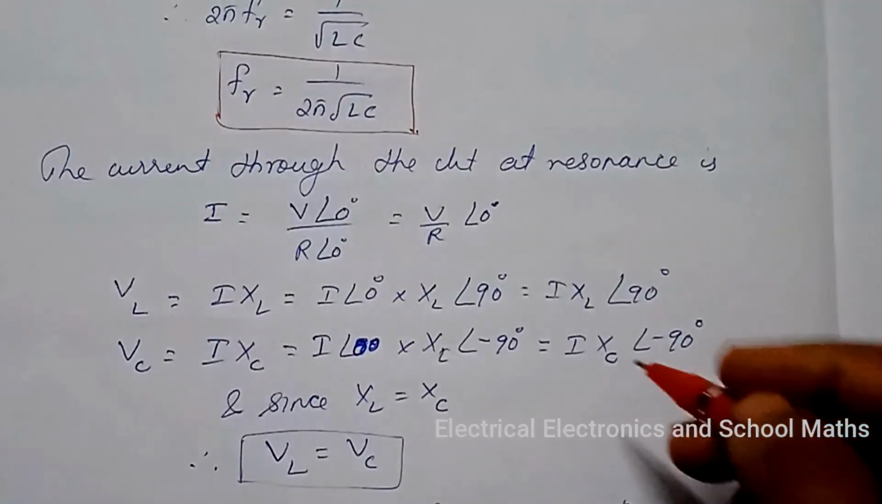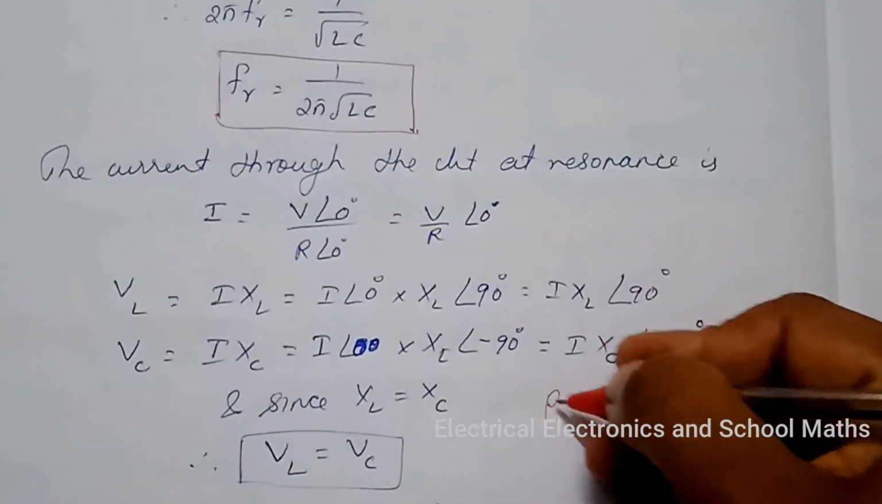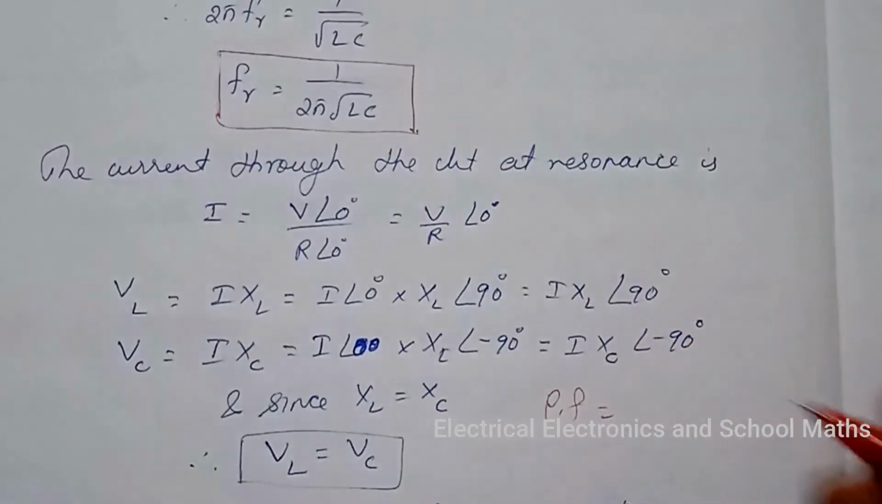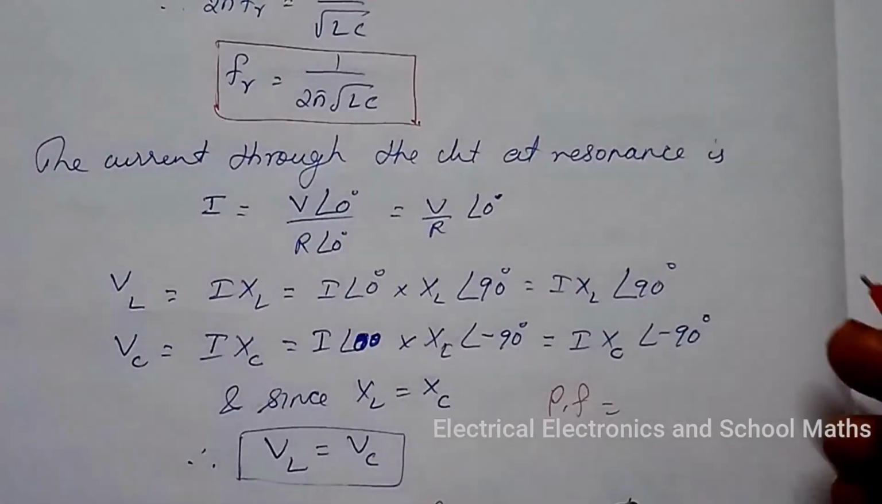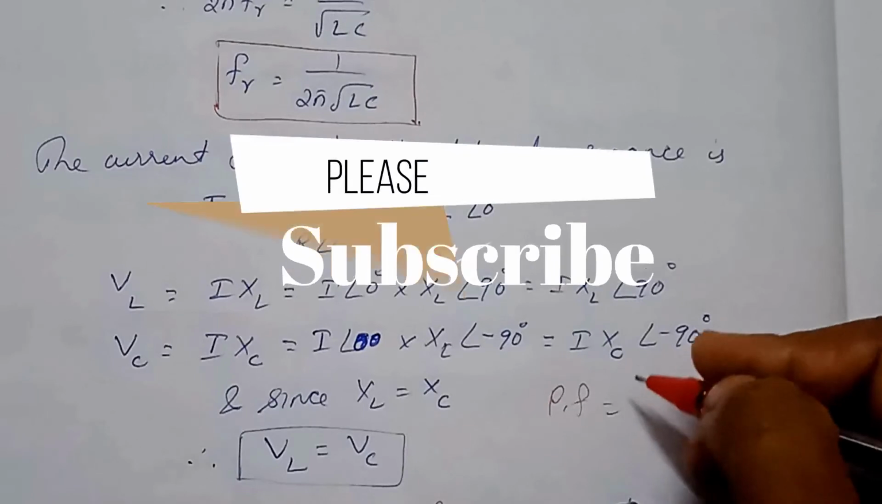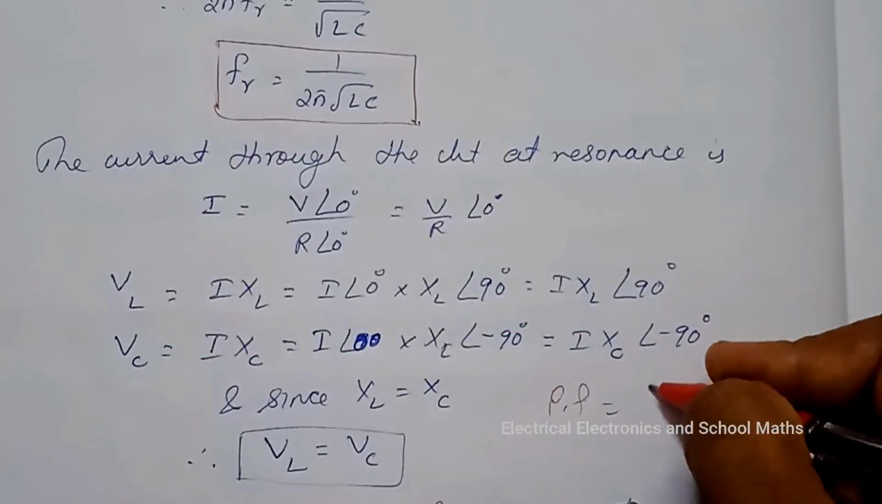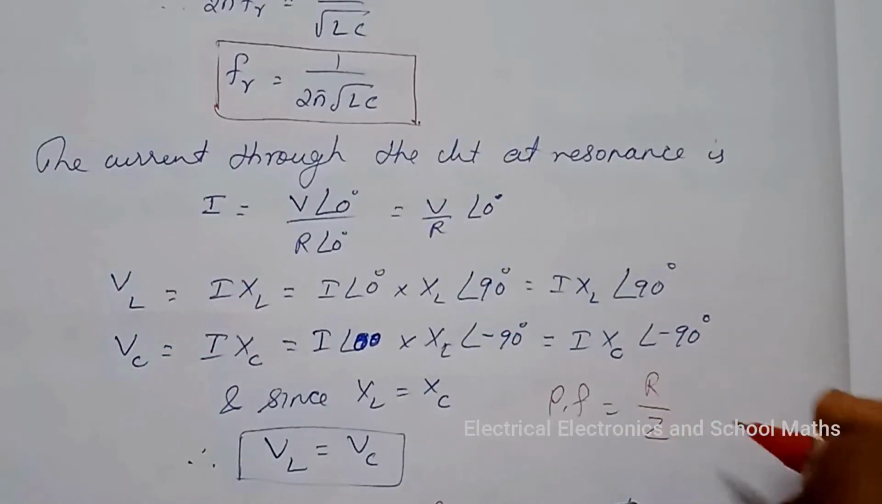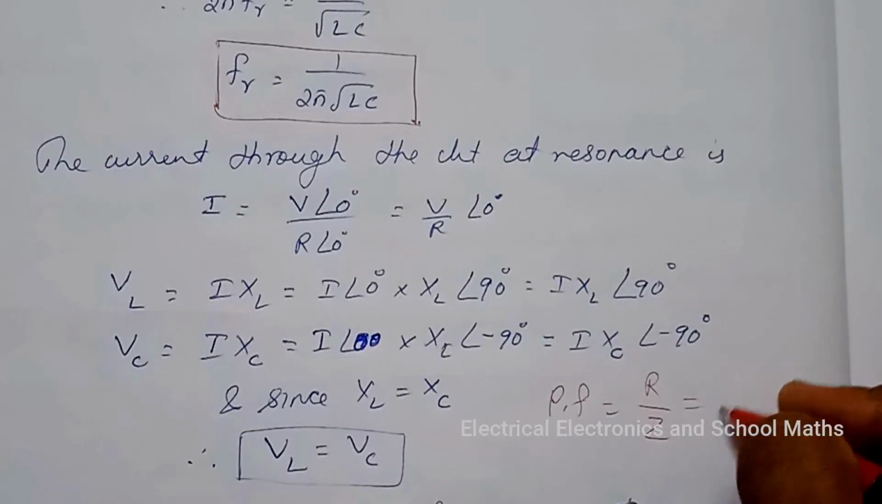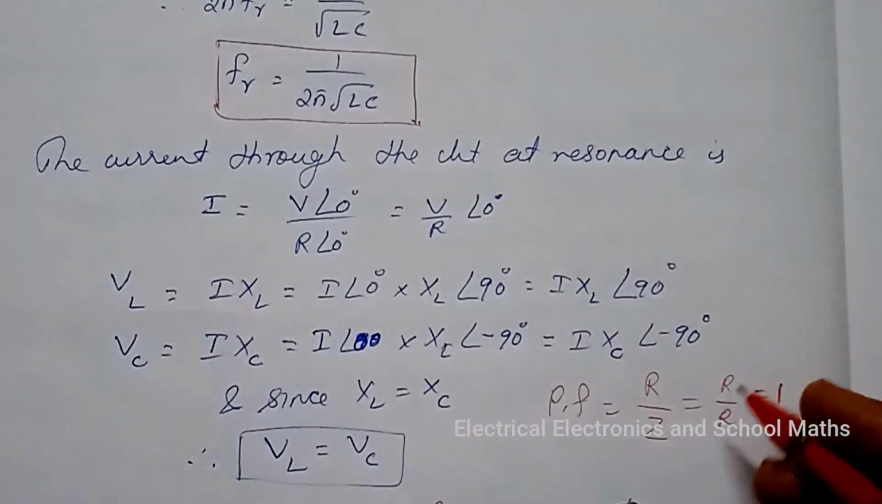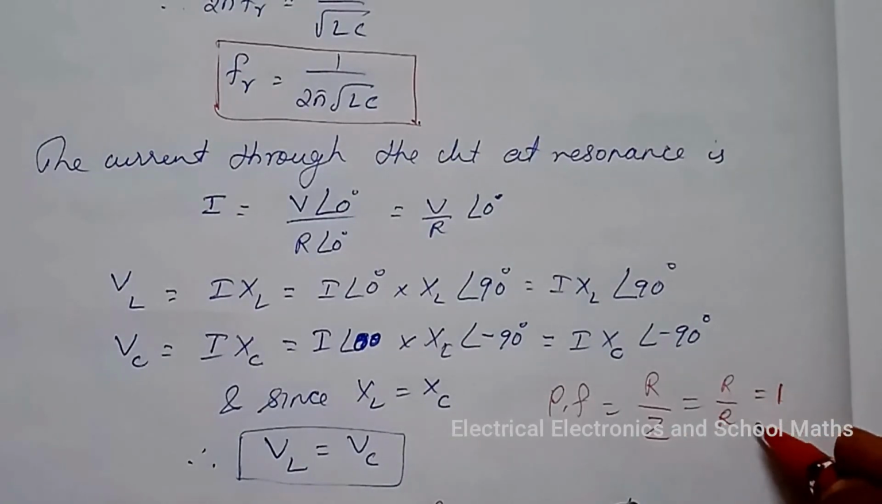And what will be the value of power factor at resonance? We know the power factor is R divided by Z, and at resonance Z is equal to R. So the power factor at resonance will be equal to unity.